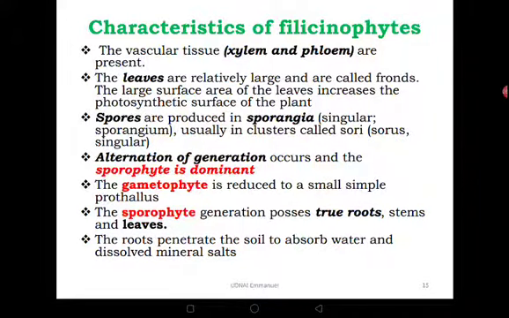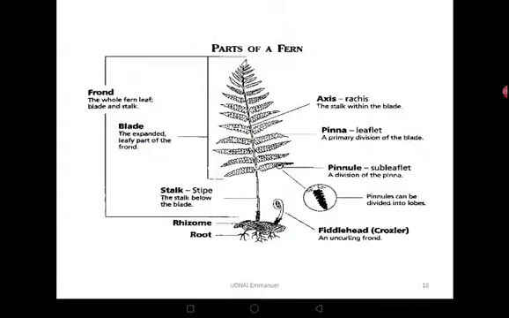The roots penetrate the soil to absorb water and dissolved mineral salts. So the structure of the fern looks like that. From the bottom, you have the roots, and that rooting part is the rhizome. It is used for anchorage. Then we have the stalk there, or the stipe, and then we have the leaf blade, the blade there. Then the stalk and the blade is called the frond. Many are fronds. So you can look at those parts there and appreciate them.